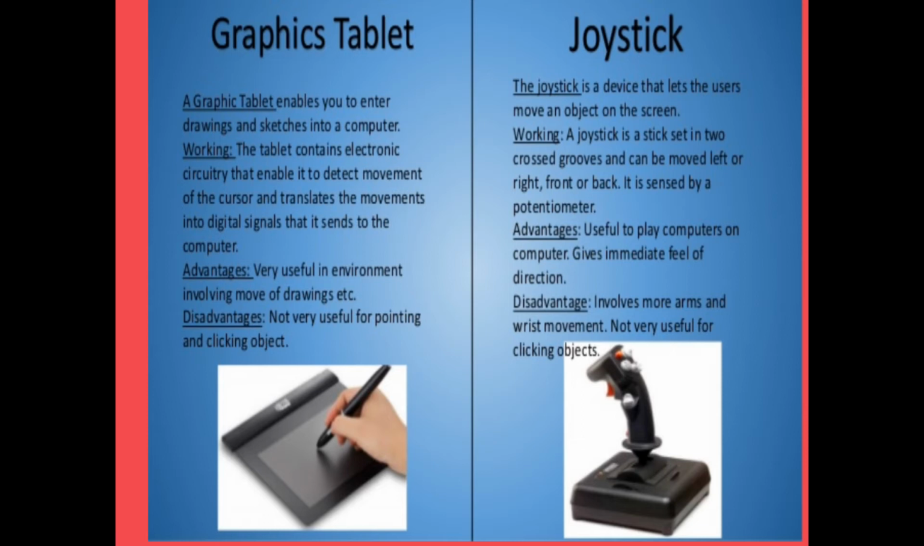Next is joystick. The joystick is a device that lets the user move an object on the screen. A joystick is a stick set in two crossed grooves and can be moved left or right, front or back. It is sensed by a potentiometer. The advantage is it is useful to play games on computers. It gives an immediate feel of direction. Disadvantage is it involves more arm and wrist movement, and is not very useful for clicking objects. The best example of joystick is video games and computer games, which we play with a joystick.